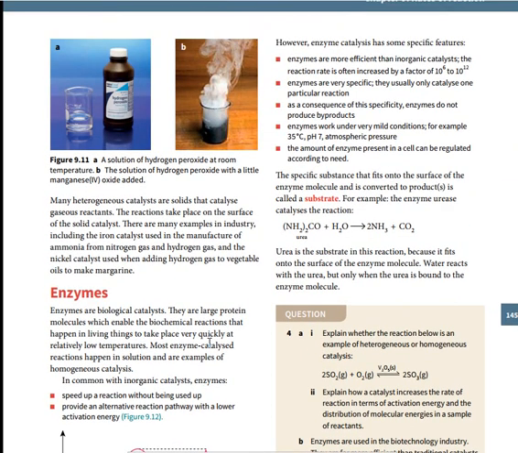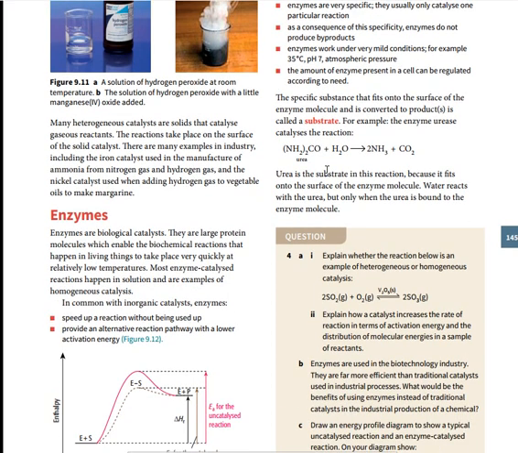You need to know that enzymes are very specific catalysts, and they are more efficient than inorganic catalysts. They increase the reaction rate by 10 raised to the power 6 to 10 raised to the power 12. As a consequence of specificity, the enzymes do not produce byproducts. Also, enzymes work in very mild conditions, for example 35 degrees Celsius, pH 7 and atmospheric pressure. So these are the mild conditions in which enzymes can work.